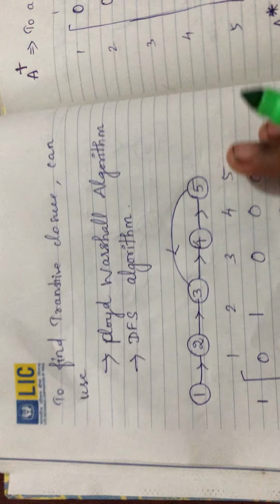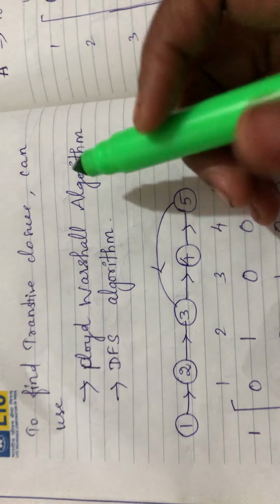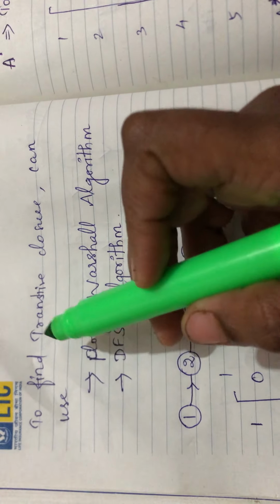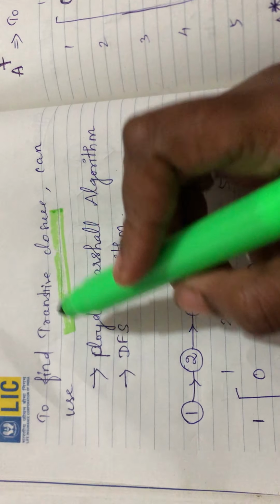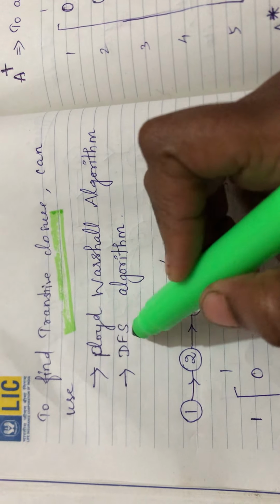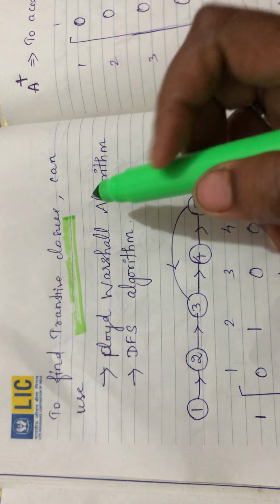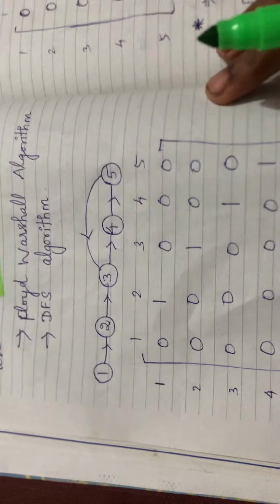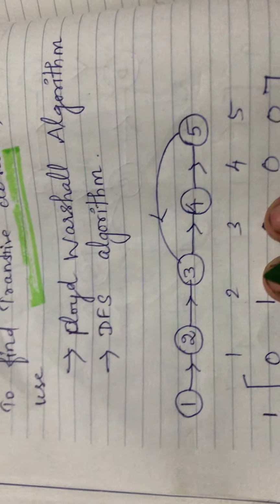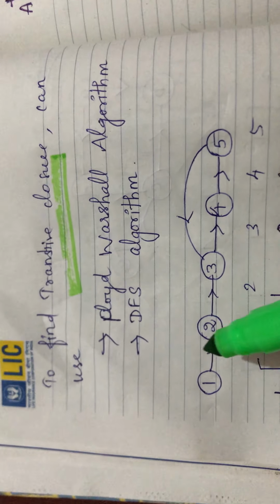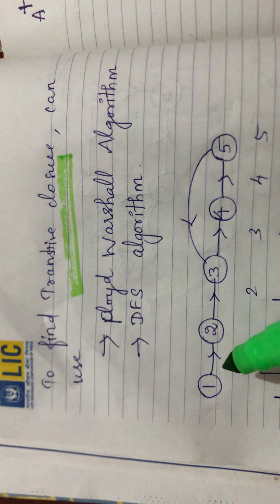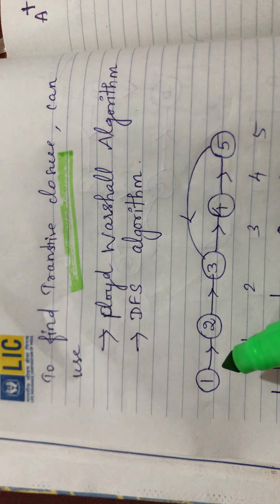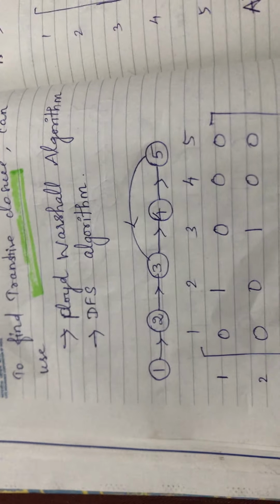In this example, to find the transitive closure we can use these two algorithms, that is the Floyd-Warshall algorithm and the DFS algorithm. Consider this graph. Here there are 5 vertices.